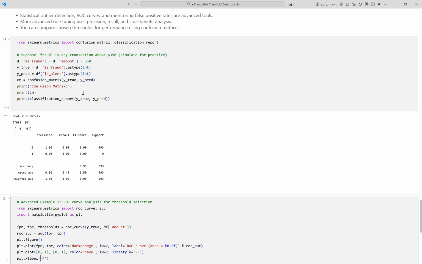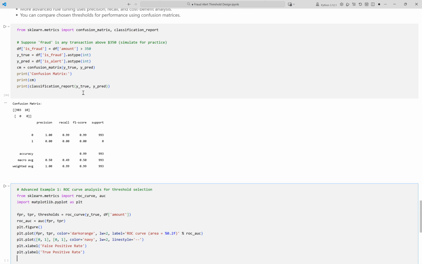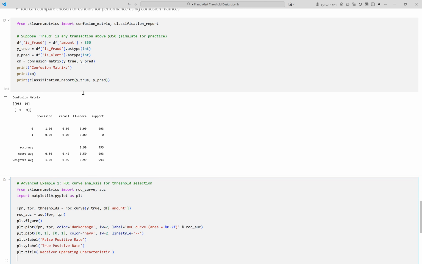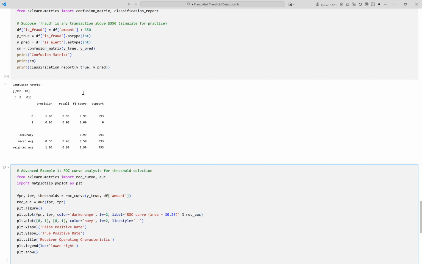We label the x-axis as false positive rate. We label the y-axis as true positive rate. We title the plot as receiver operating characteristic. We display the legend at the lower right. We show the ROC curve plot.